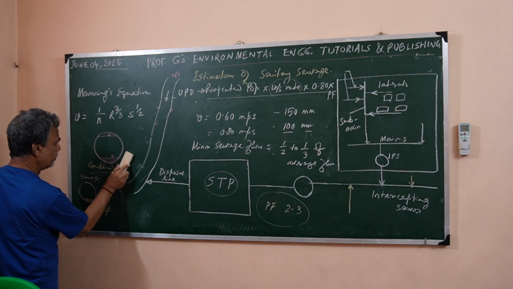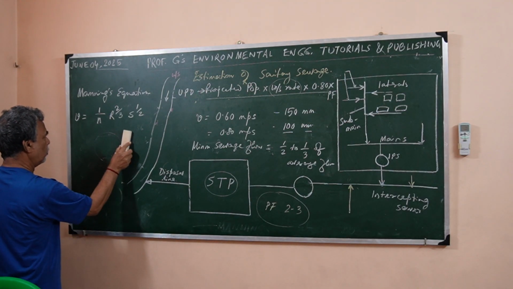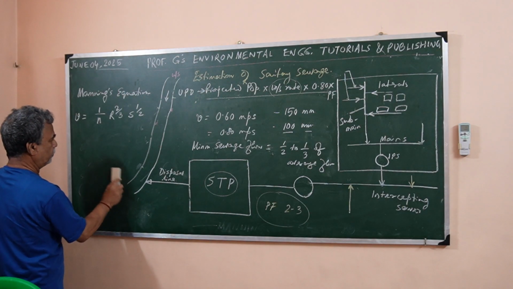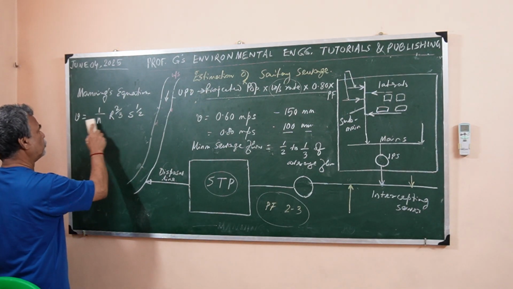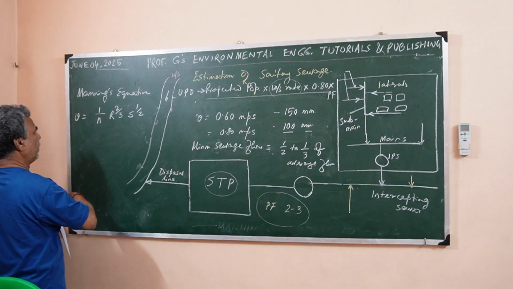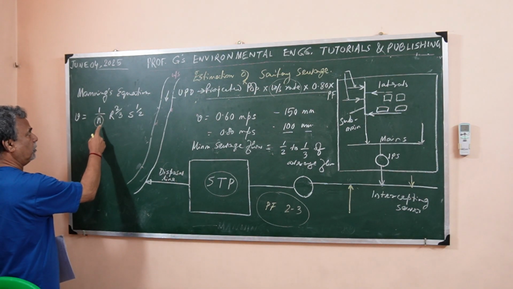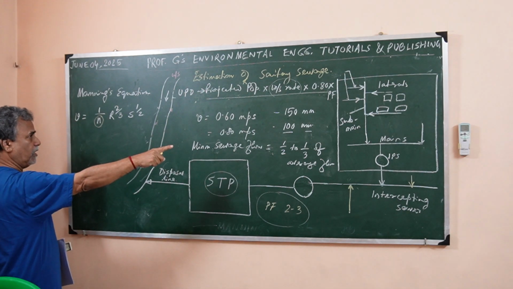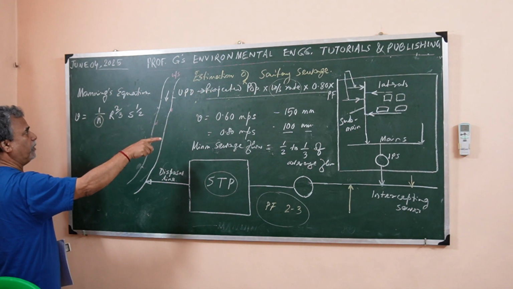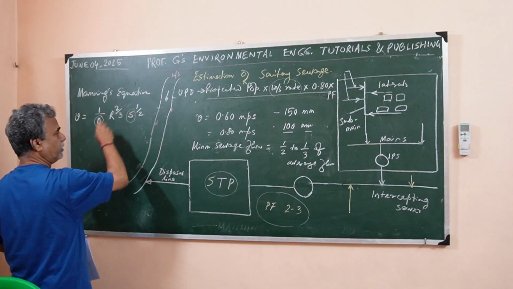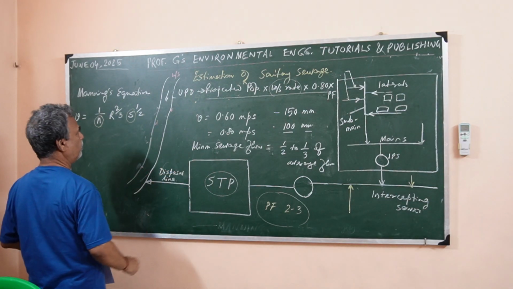So I am just erasing this one, because this is already explained. This also we have explained. N is the Manning's rugosity or roughness coefficient. R is the hydraulic radius, that I think I have discussed, wetted area by wetted perimeter. S is the hydraulic gradient, that also I have discussed.